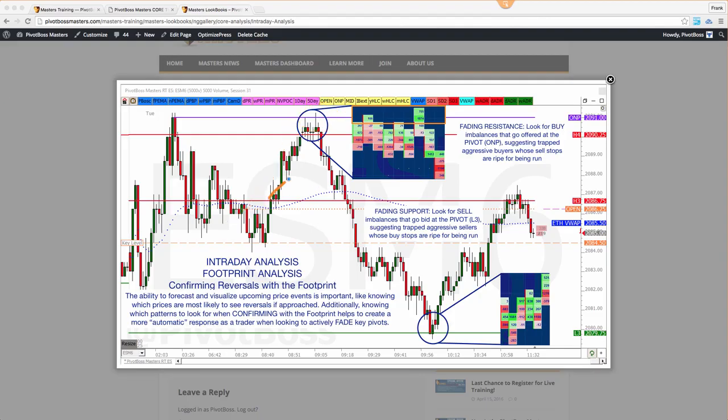So as price approached the overnight pivot, what we're looking for when we're looking to fade resistance is right here. We're looking for buy imbalances to form at that pivot. And we're looking for those buy imbalances to become trapped. Those buy imbalances, if they go offered, would suggest that aggressive buyers have bought at unfavorable prices, and if they don't get paid, their downside sell stops come out.